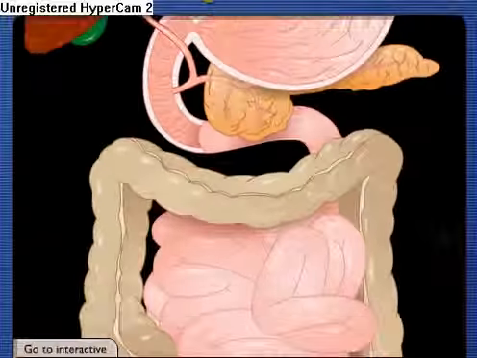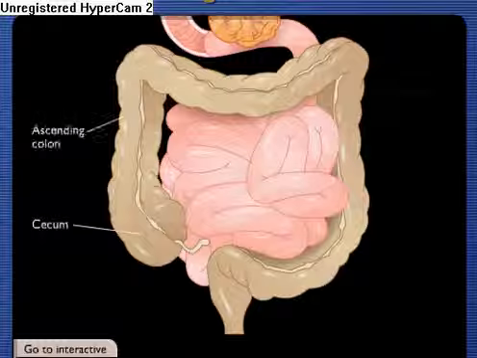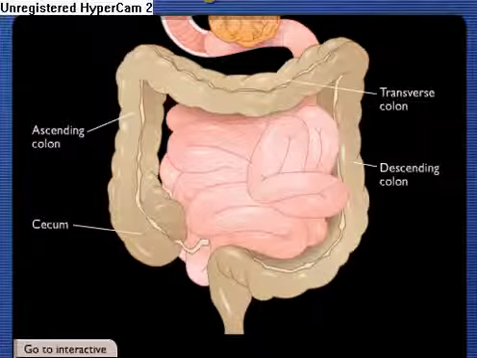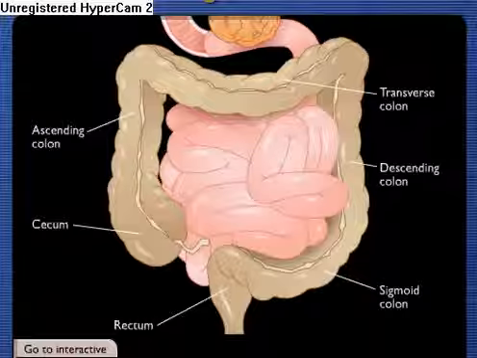Chyme not absorbed in the small intestine enters the large intestine. As it passes through the cecum and ascending, transverse, descending, and sigmoid colon, water and salts are absorbed and chyme is converted into feces. The rectum stores feces until nervous stimulation initiates the defecation reflex, resulting in elimination through the anal canal.